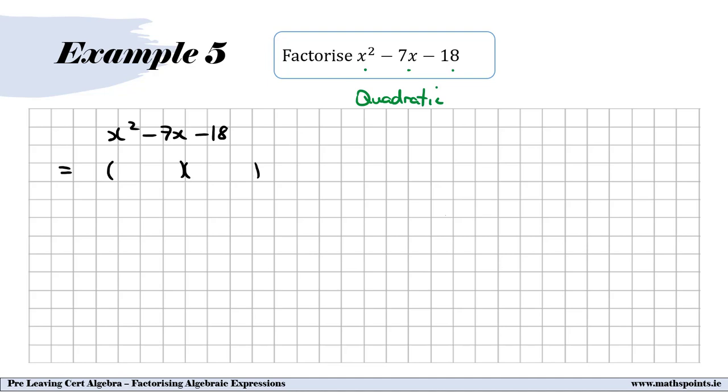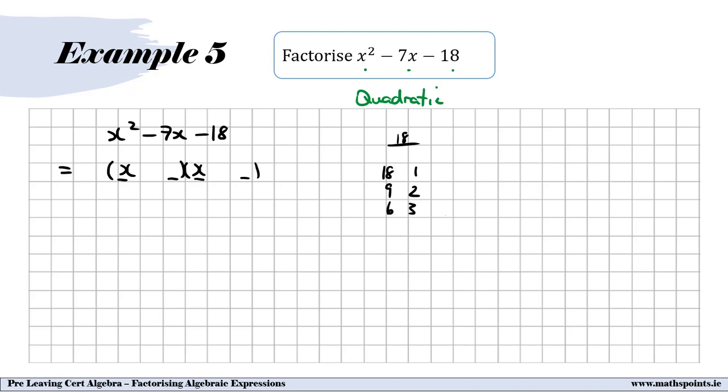The first rule says that the first term of each bracket must multiply to give the x squared. And so we can fill that out straight away. It's very easy to see that x multiplied by x gives us x squared. The second term in each bracket are going to multiply to give 18. And so there's different factors that can multiply to give 18. So we'll just write them down on the side of the page. We could have 18 multiplied by 1, we could have 9 multiplied by 2, or we could have 6 multiplied by 3.